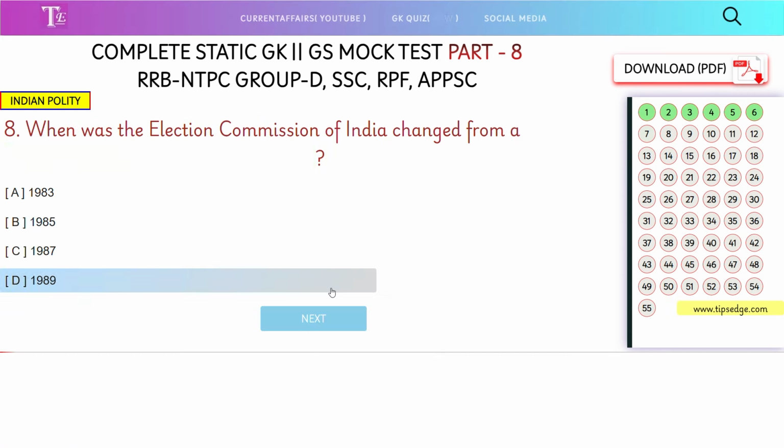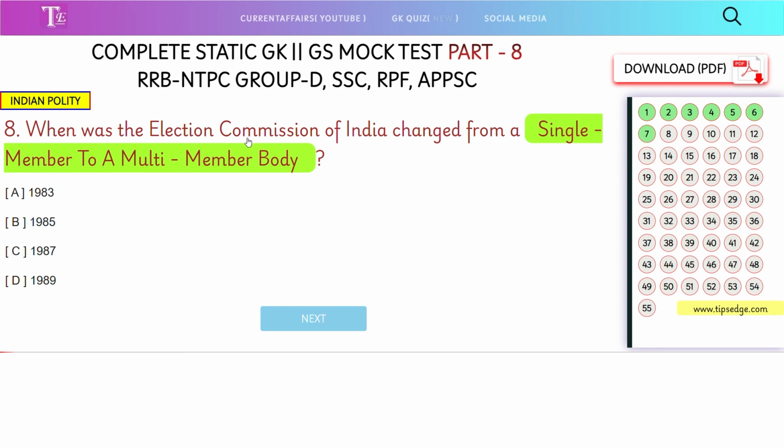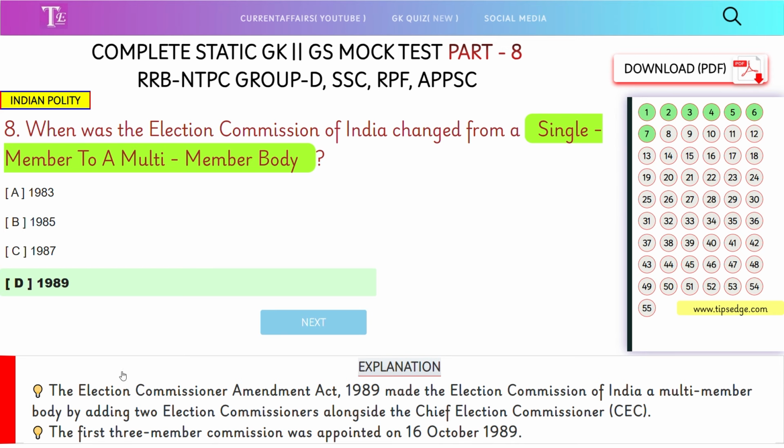Now moving to the 8th question. When was the Election Commission of India changed from a single member to a multi-member body? Answer: 1989. The Election Commissioner Amendment Act 1989 made the Election Commission of India a multi-member body by adding 2 election commissioners alongside the Chief Election Commissioner, CEC. The first 3-member commission was appointed on 16th October 1989.